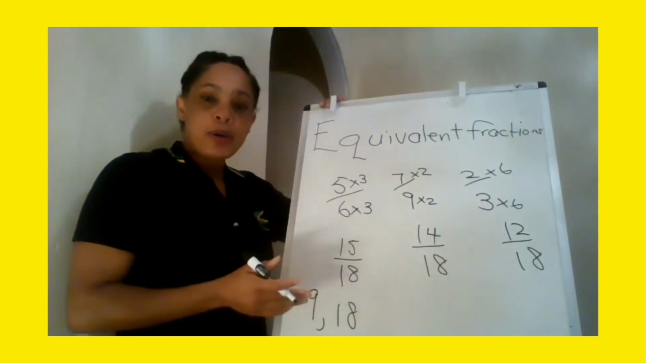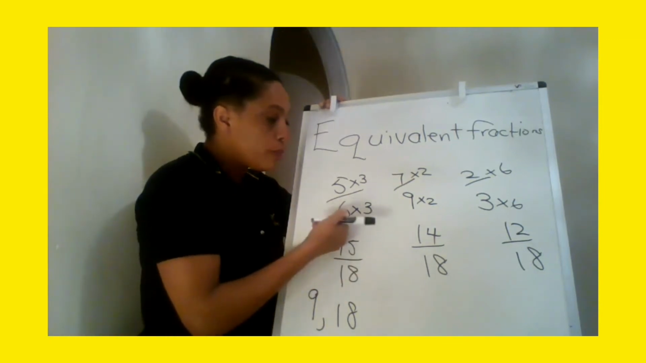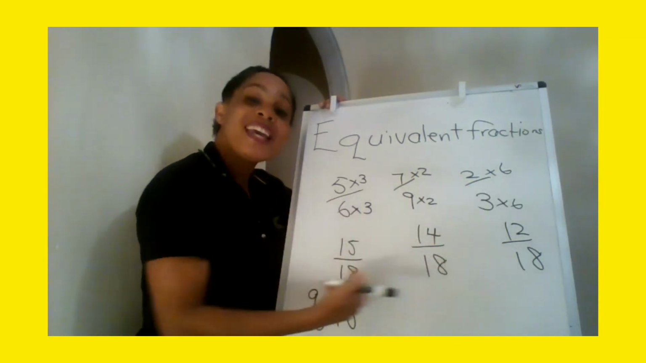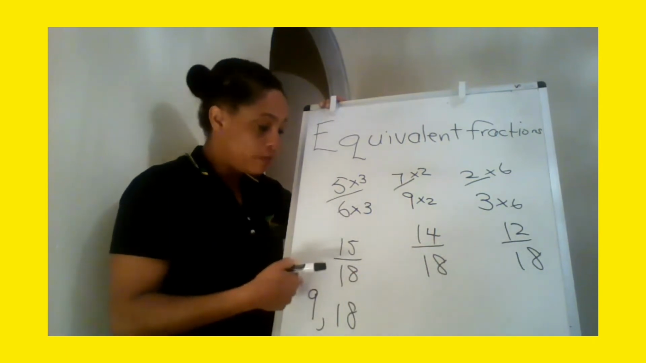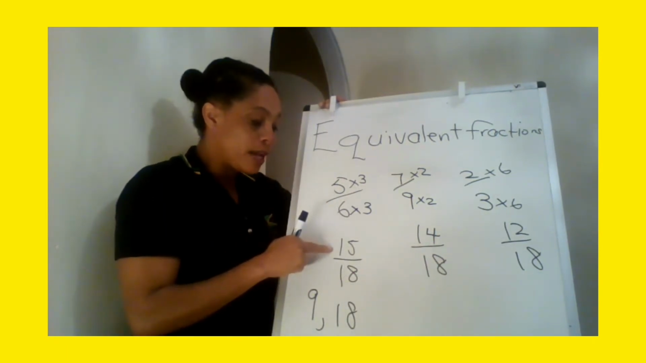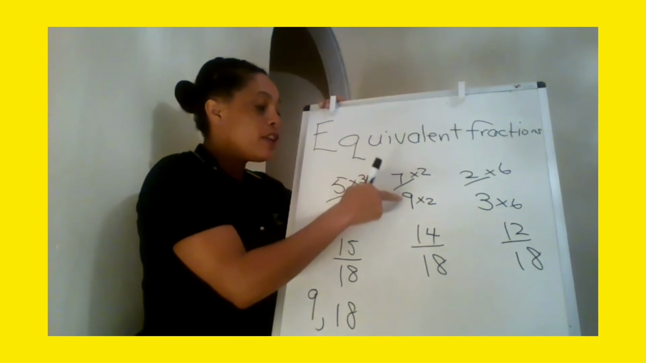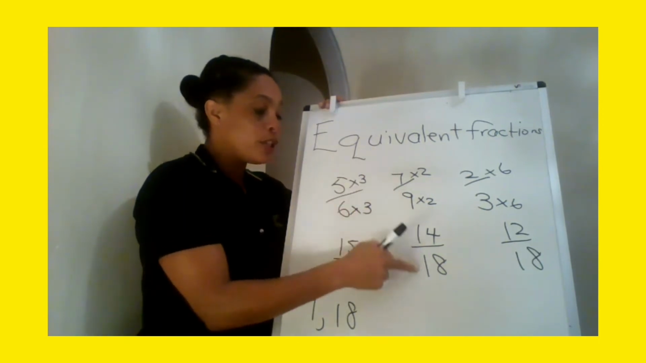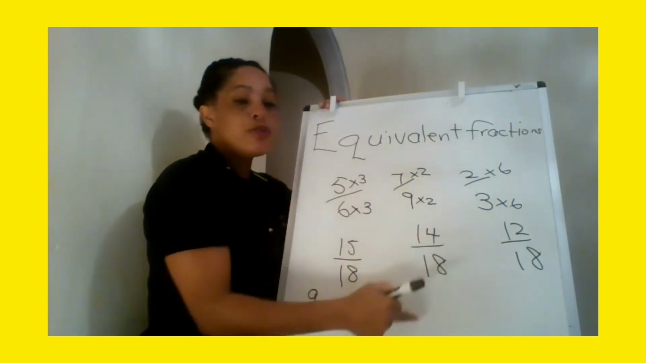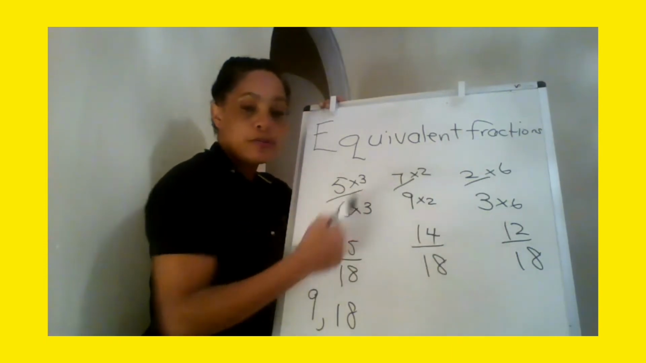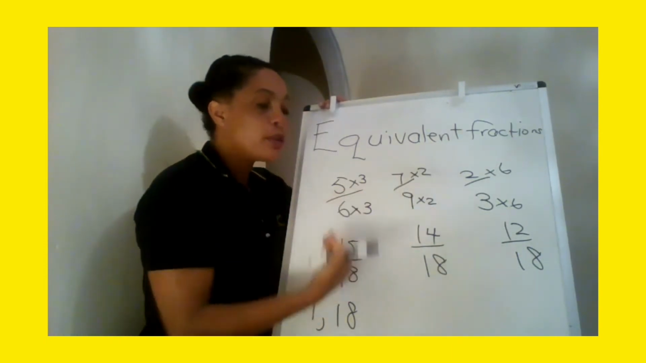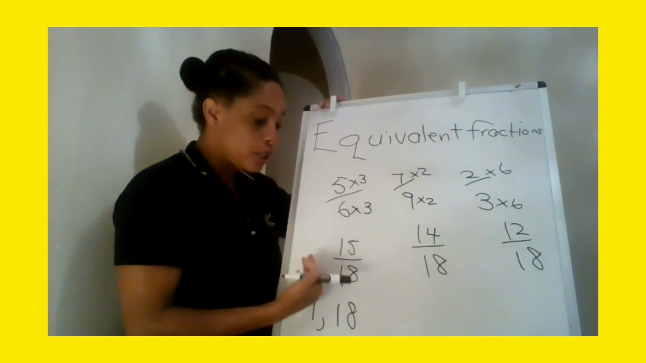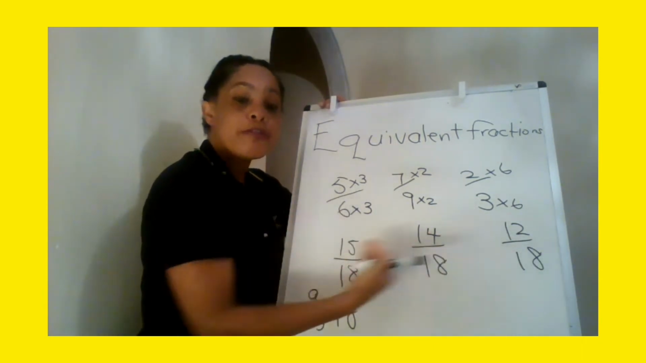Now I can answer my question because I've now cut up this further so that they have the same number of pieces. So 5 out of 6 is the same thing as 15 out of 18. 7 out of 9 is the same thing as 14 out of 18. And 2 out of 3 is the same thing as 12 out of 18. Now I will be able to compare them smallest to largest using these new fractions.